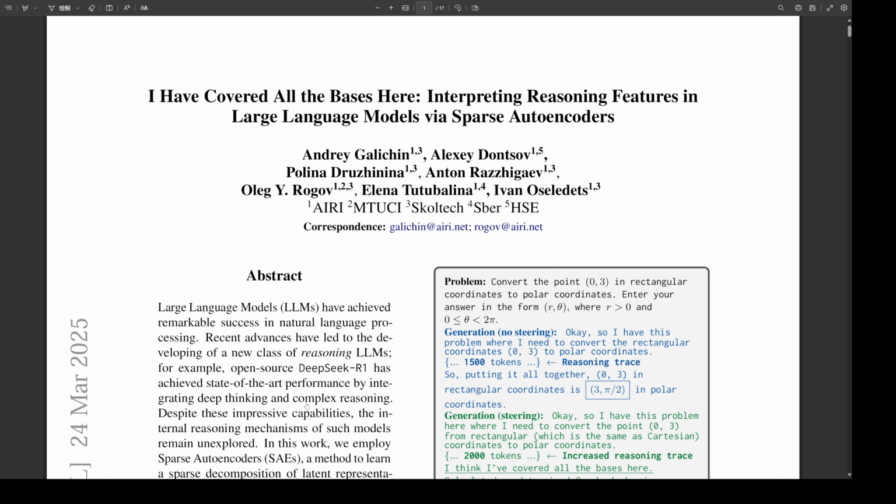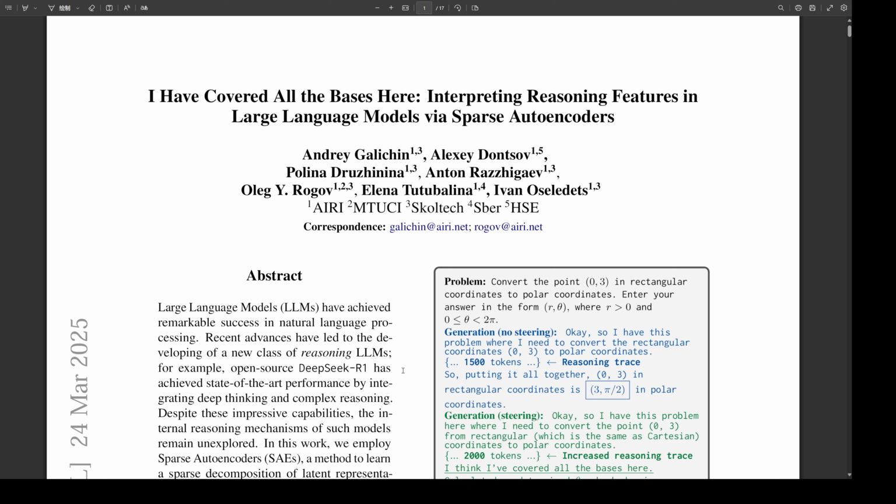And I love that even the title of the paper is "I have covered all the bases here." It's almost like this declaration, like the model's saying it right after it's done some really thorough reasoning process. And their core innovation is they're using this technique called sparse autoencoders to try and pinpoint the actual internal components that are responsible for this reasoning ability. It's quite telling.